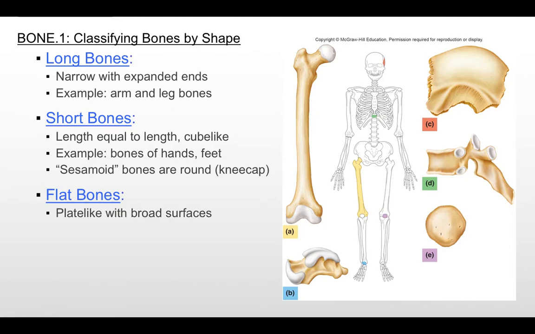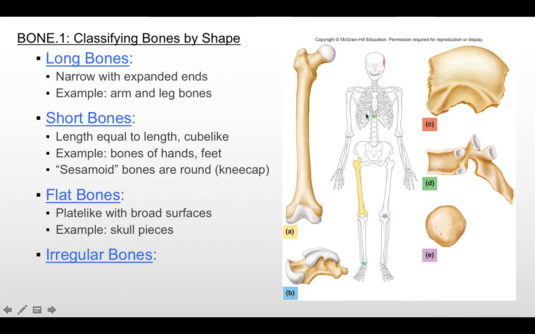Flat bones are more for protection, so they're plate-like with these really broad surfaces. Your skull is comprised of a series of flat bones that are all sort of grown into each other and connected a few months after birth. And you also have some flat bones in your back, like on your shoulder blade. Your chest bone is a flat bone. You have a few others.